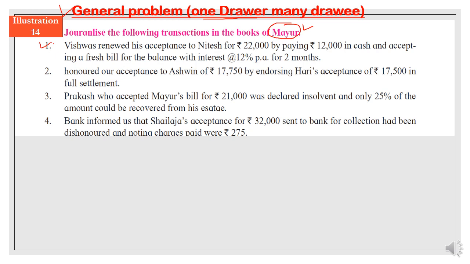Okay, so Vishwas renewed his acceptance to Nitesh. So who is Nitesh, students? What do you think? Think for 2 minutes and then match with what I am saying. Students, see, the drawer is Mayur and the drawee is Vishwas. So you can say, ma'am, Nitesh will be the endorsee, to whom Mayur has endorsed his bill.